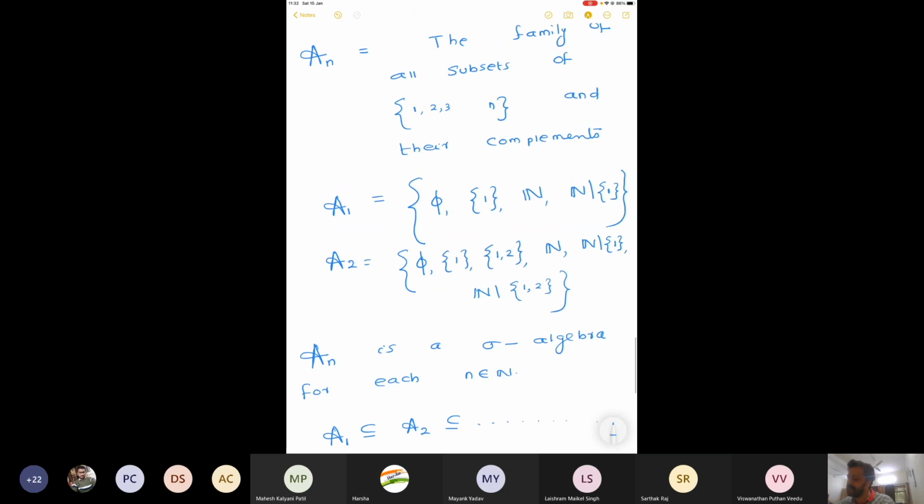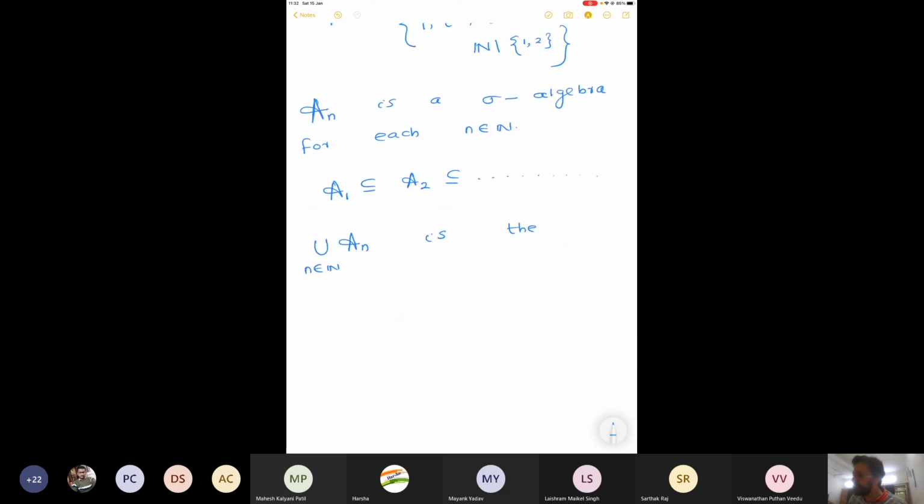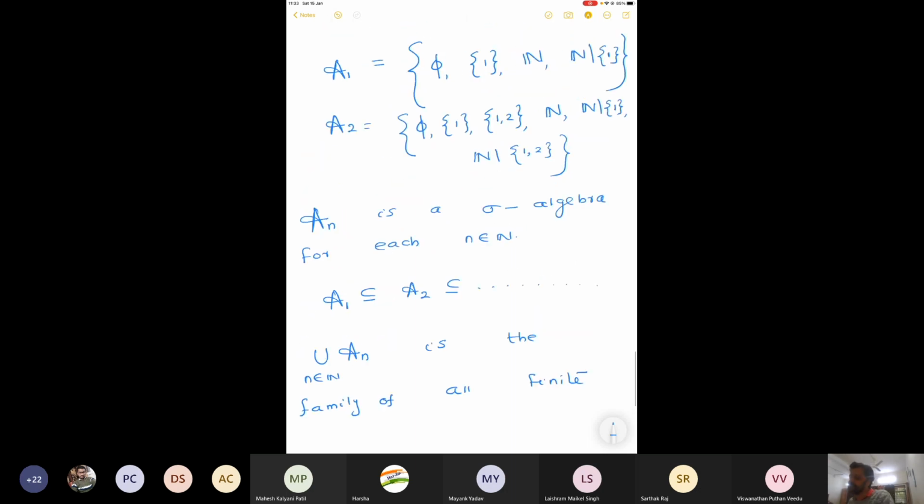All finite sets will come, right? Because A1 contains sets with one element, A2 contains subsets with 2 elements, A3 will contain subsets with 3 elements and so on. So the union will definitely contain all finite subsets. Okay, definitely all finite subsets will be there.